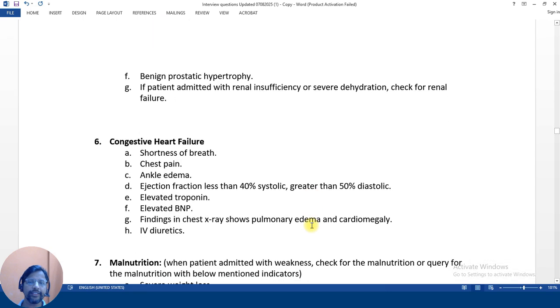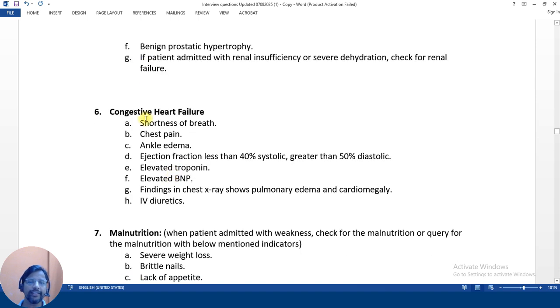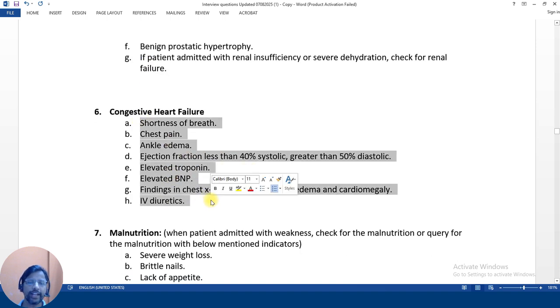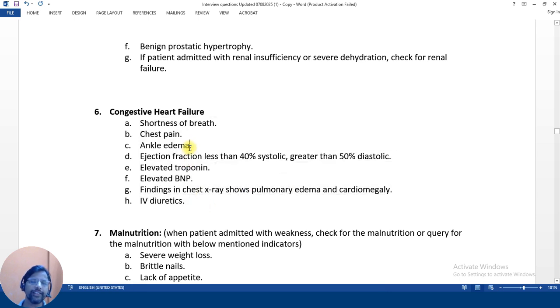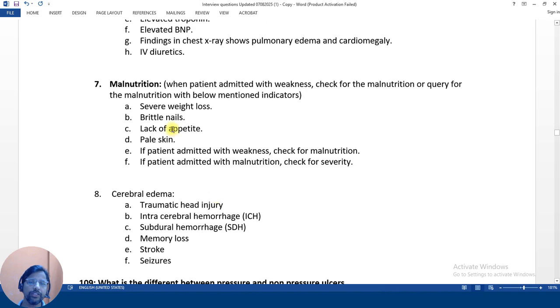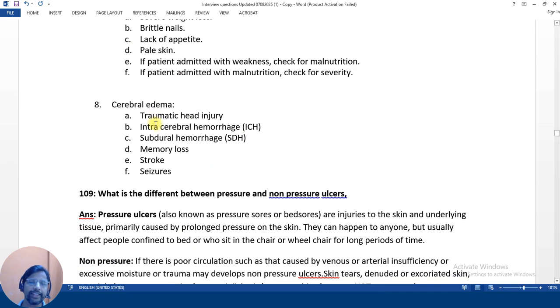Next, these are also clinical indicators for acute renal failure, and these are the clinical indicators for congestive heart failure. If you see ankle edema, the patient needs to be worked up towards congestive heart failure treatment. For example, if the patient has elevated troponin or elevated BNP, these are clinical indicators for congestive heart failure. These are the clinical indicators for malnutrition, and these are the clinical indicators for cerebral edema.